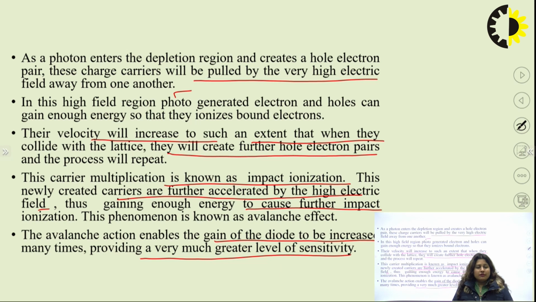For a smaller wavelength it is very sensitive, and for a higher wavelength it is also very sensitive, whereas the pin photodiode may not be sensitive at much higher wavelengths. But because of the impact ionization process, the avalanche photodiode is much more sensitive to higher wavelengths also.